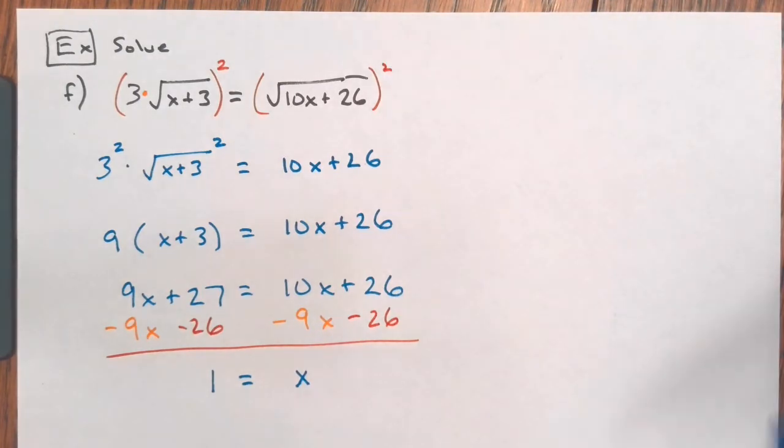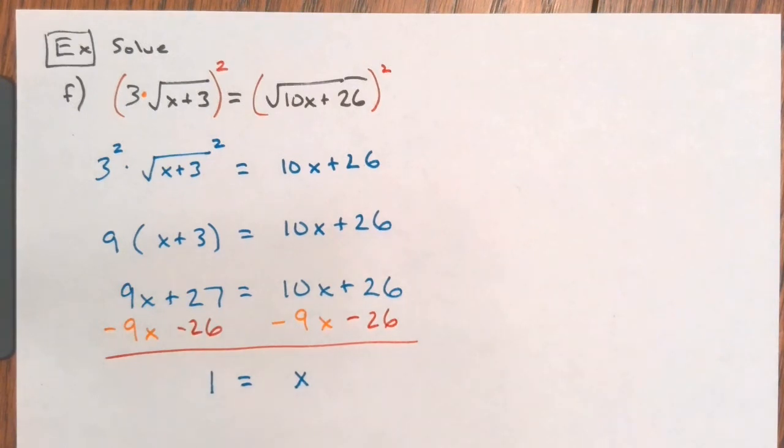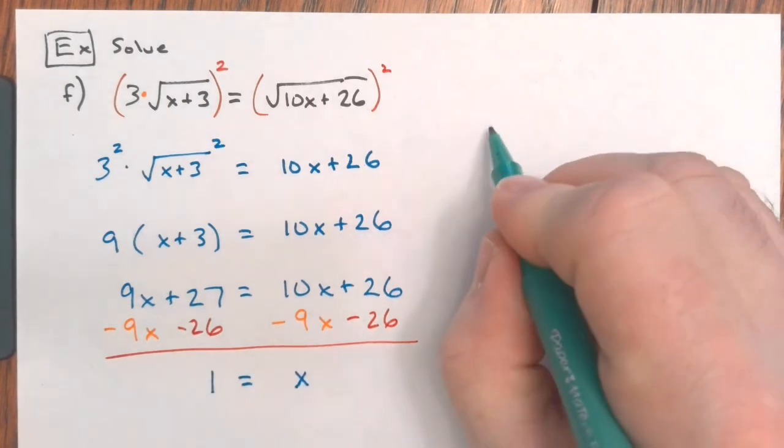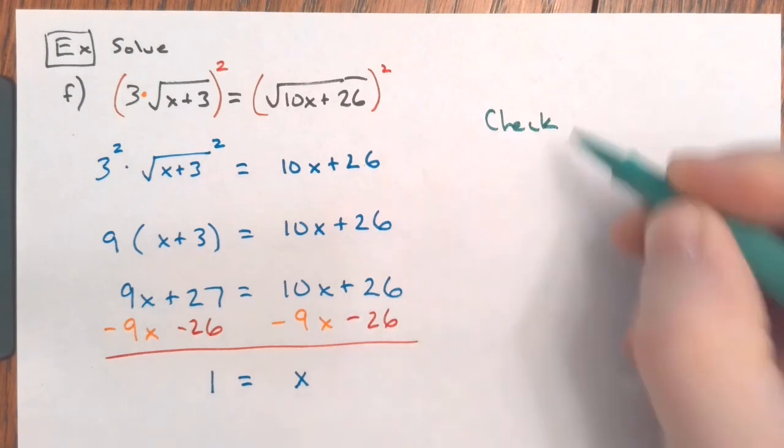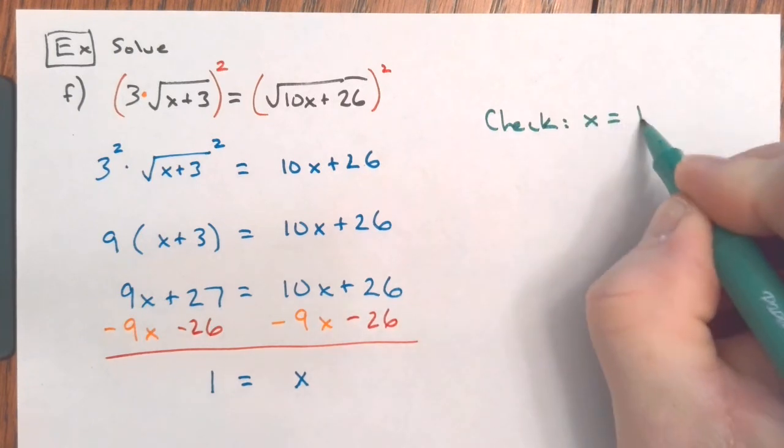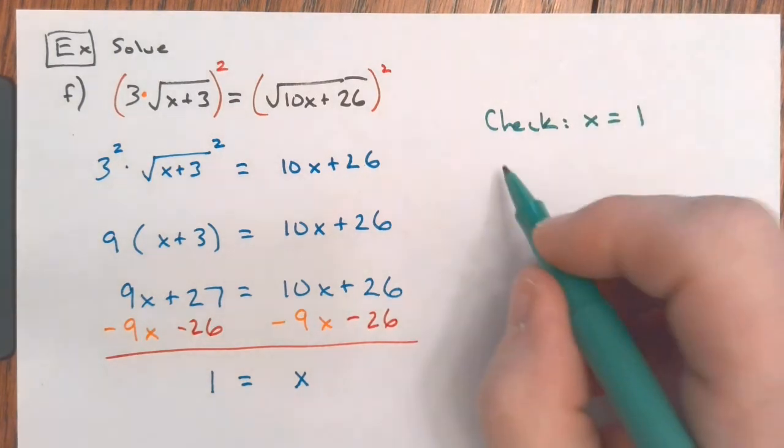It's an even number, so I do need to check my work. This might be an extraneous solution. So either the answer is 1, or this is extraneous and we would have to get rid of it. This is our only possible answer, and if we get rid of it, then the answer would be no solution. So let's check and see if x really does equal 1, and that's our answer, or if we end up with no solution on this one.